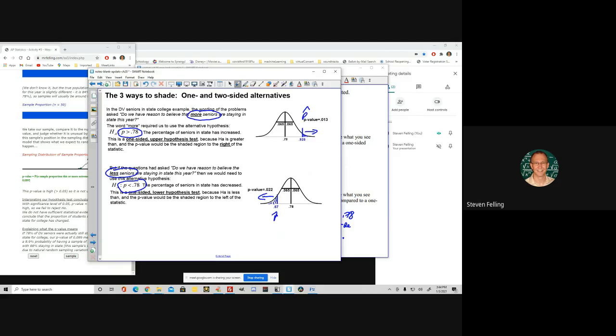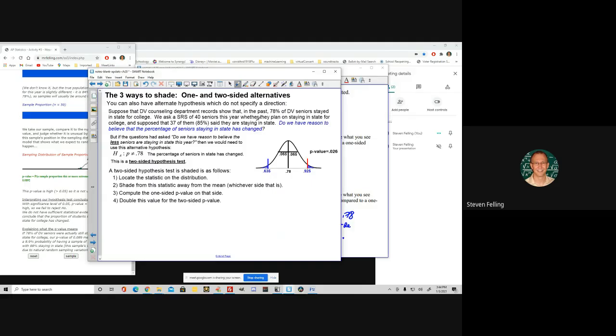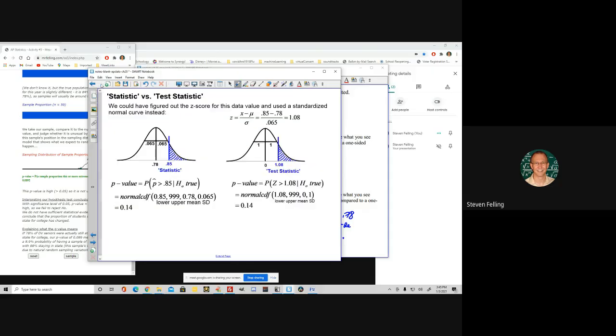On the other hand, if we have something that says, do we have reason to believe the number of seniors staying in state has changed, that doesn't specify a direction. That's called a two-sided alternate hypothesis. Therefore, we write it using p is just not equal to 0.78, without specifying a direction. Whatever side p hat is on, we take the shading away from the null hypothesis value, and then we double that value to pick up the other side over here.